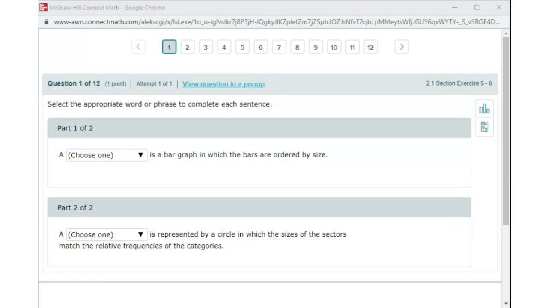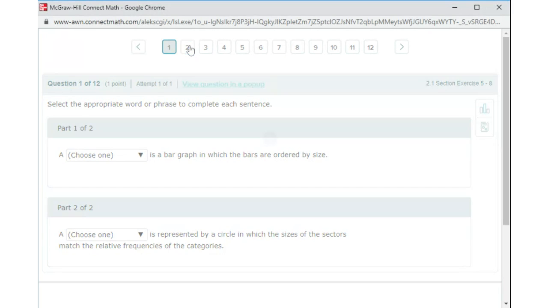Okay, so I'm just going to leaf through these. That's just talking about the type. The ordered one is called the Pareto chart.